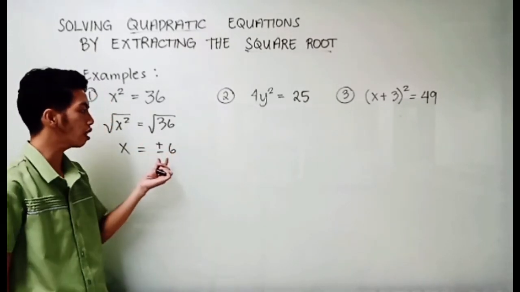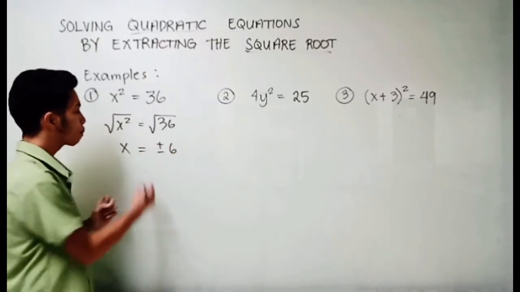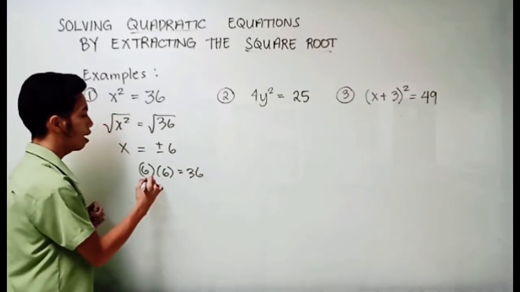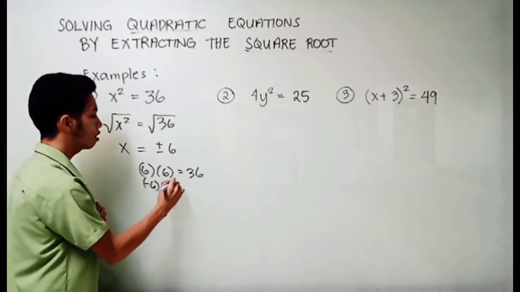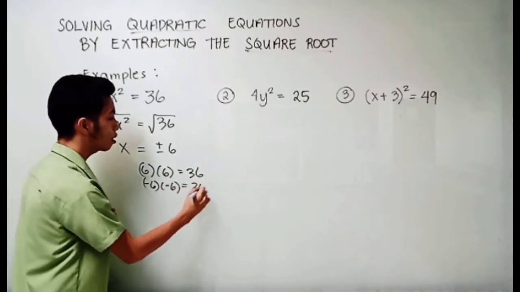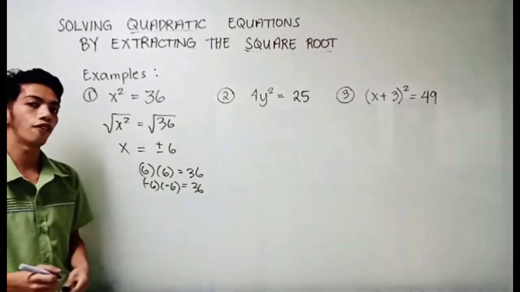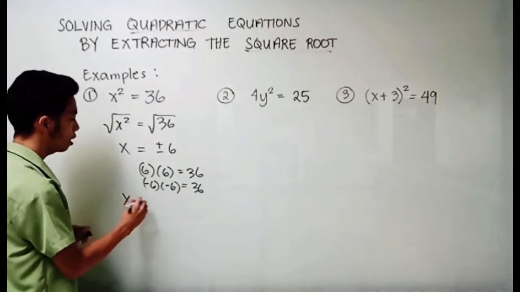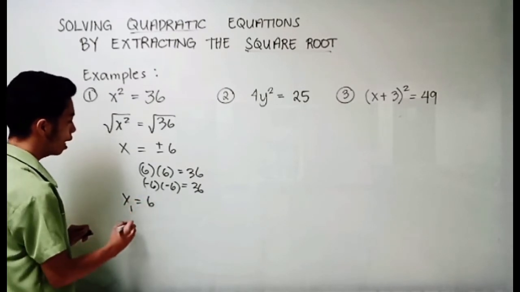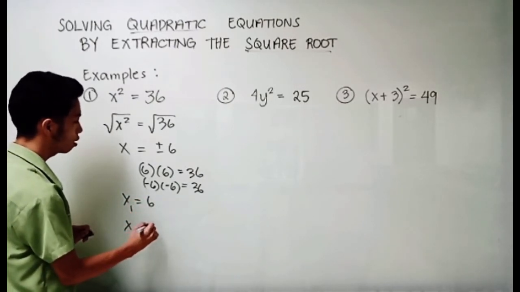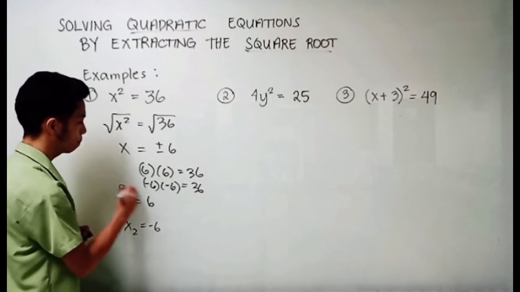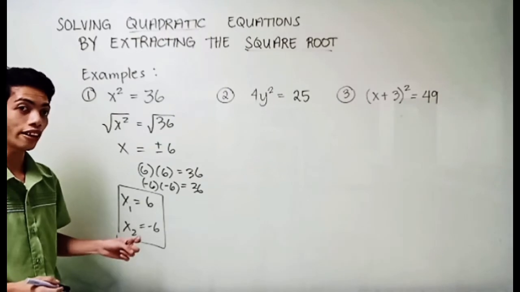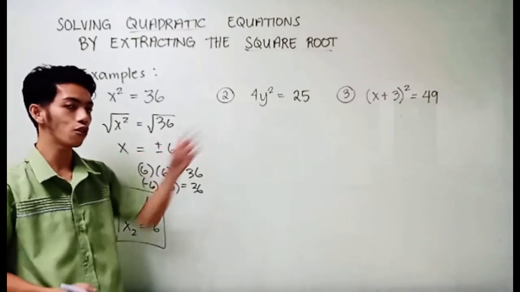Why positive or negative 6? Because 6 times 6 is equal to 36. And then negative 6 times negative 6 is equal to 36 also. And therefore, the values of x are, we have x sub 1 equals positive 6 and x sub 2 equals negative 6. Clear na tayo dito? Let's go with number 2.